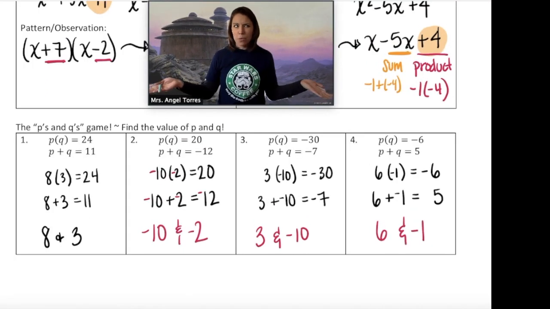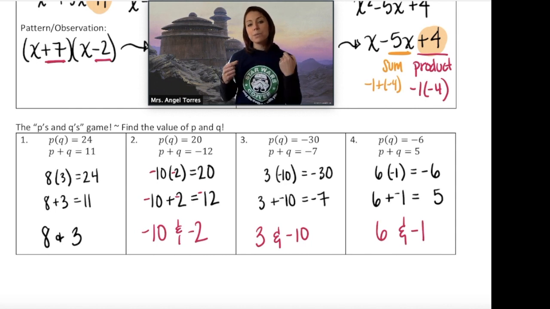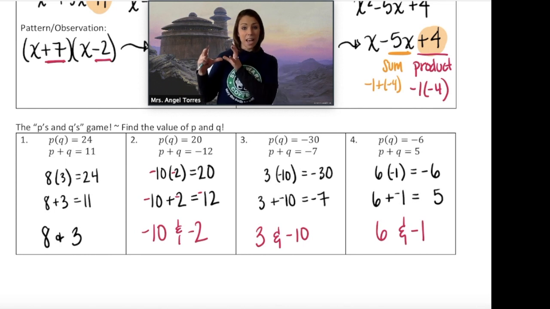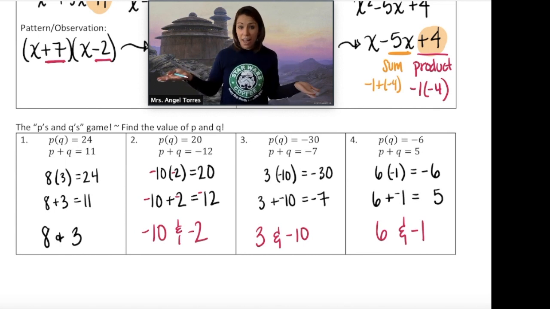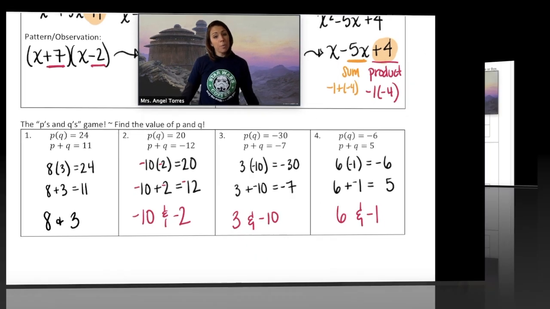Now you might be thinking, why did we just randomly play that game in the middle of this video? Well, when we're factoring, we're going to use this observation from before. We're going to look at specific number pairs that have a sum and a product in common, so the values of P and Q. Let's see what that looks like in our practice.